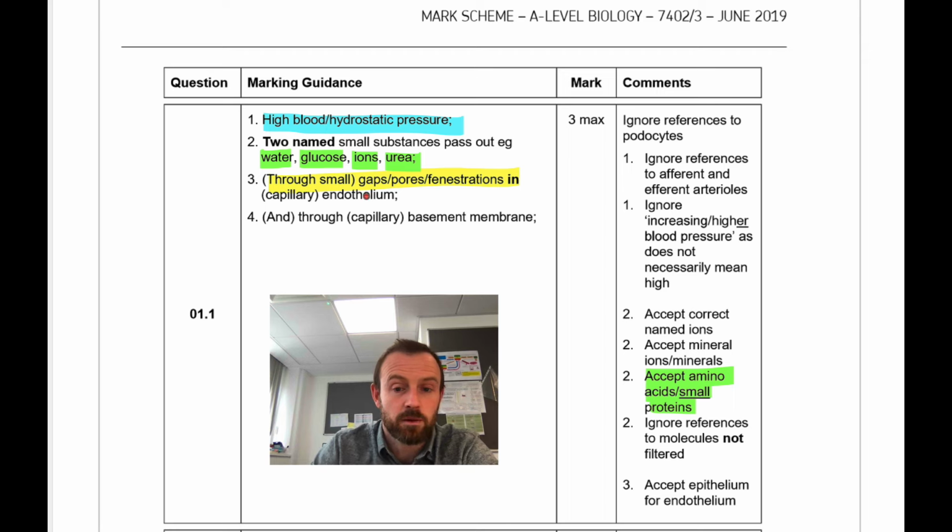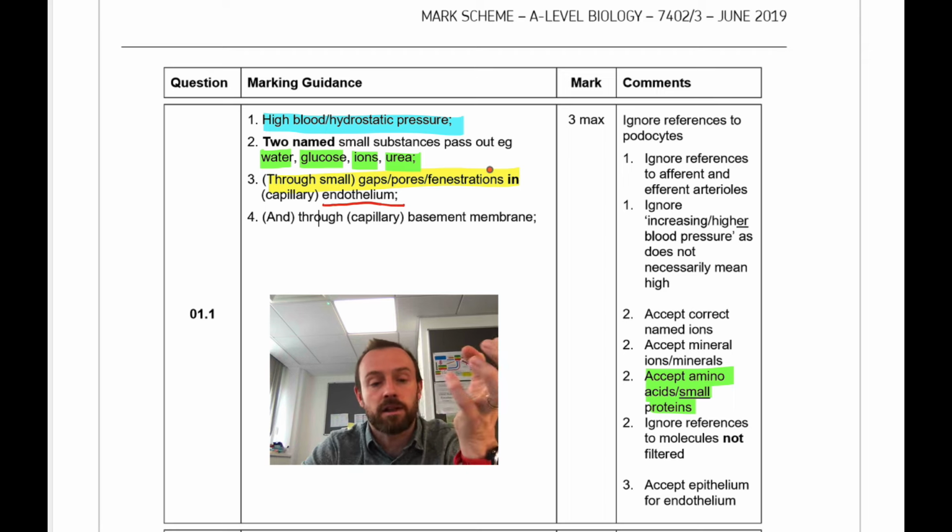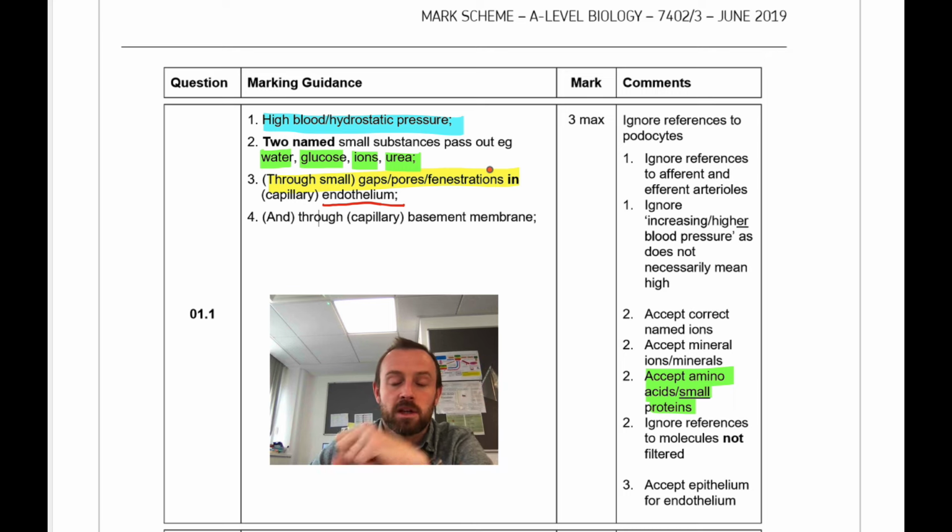That, I don't know if I would have got. In the capillary endothelium. If you're wondering, when do I use endothelium and when do I use epithelium? Capillary is always endothelium. Epithelium is more of an outer lining. So it would be alveolar epithelium and ciliated epithelium in the trachea. That's it. So endothelium, always capillary. And then through the basement membrane.